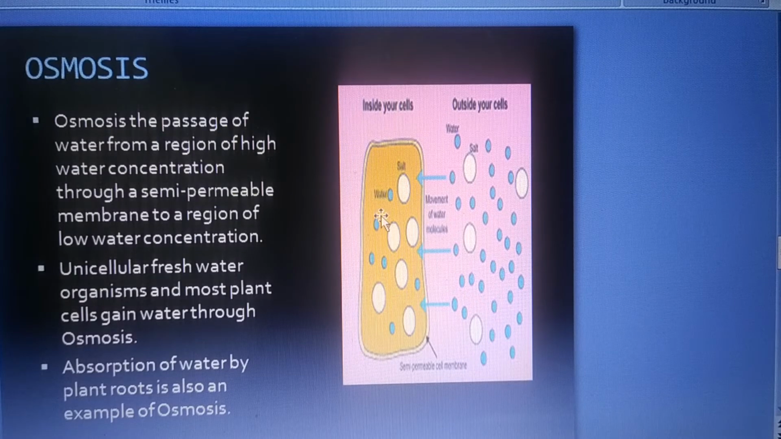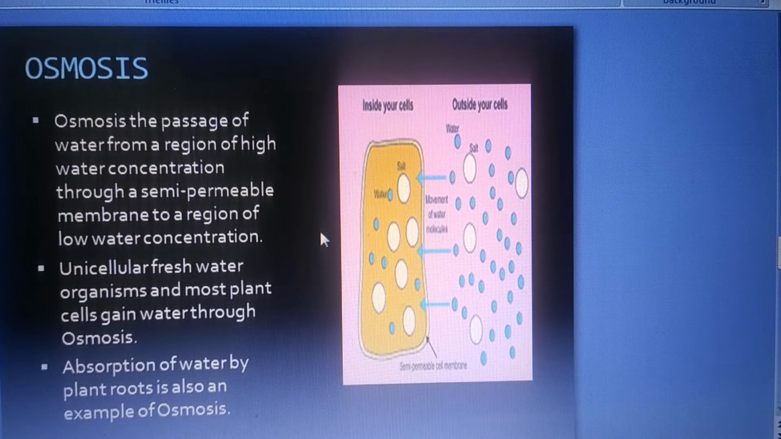Why? In the root cells the number of water molecules is less. So water molecules are moving from the place where they are in high concentration to the place where they are in low concentration through this semi-permeable membrane. This passage of water from a region of high water concentration through a semi-permeable membrane to a region of low water concentration, we call osmosis.